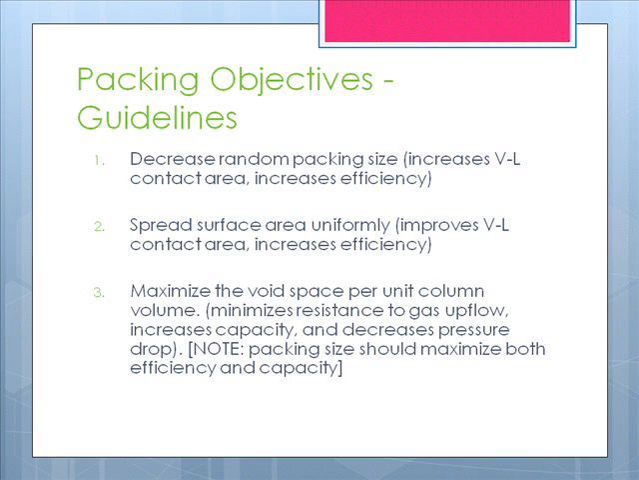Number 3, the resistance to gas upflow must be minimized by maximizing the void space per unit column volume. The capacity increases as the random packing size is increased. Since the first objective aims to minimize the packing size, the ideal size of packing is such that the efficiency and capacity are both maximized. A large void volume will also minimize pressure drop of the system.